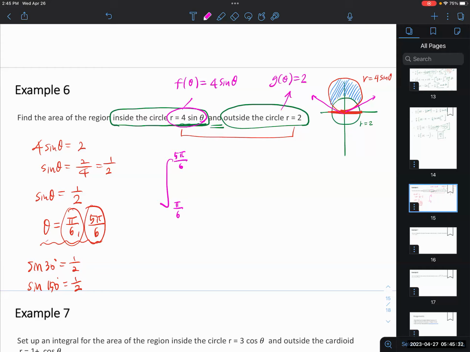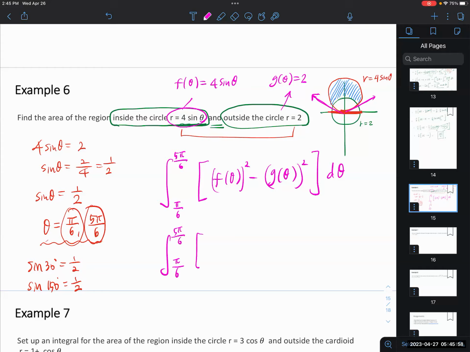So we are looking for the area between. What are you going to do? This is the circle: f of theta squared minus g of theta squared. Be careful, this is not going to be 0 to 2 pi because they're intersected angles. Therefore, all you need to do is f of theta, 4 sine theta squared, minus 2 squared.